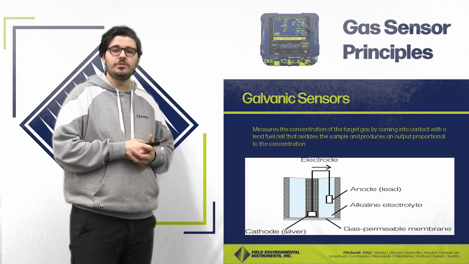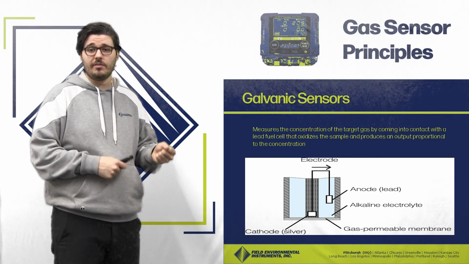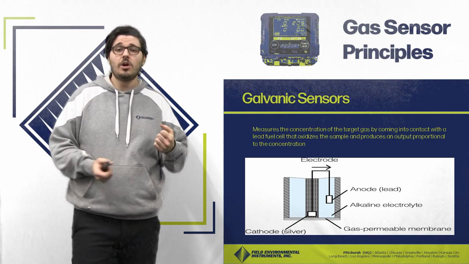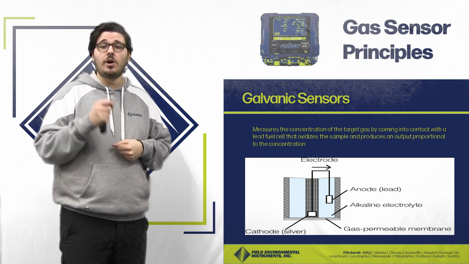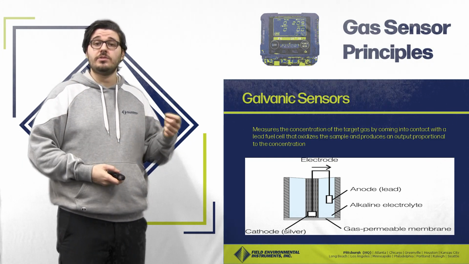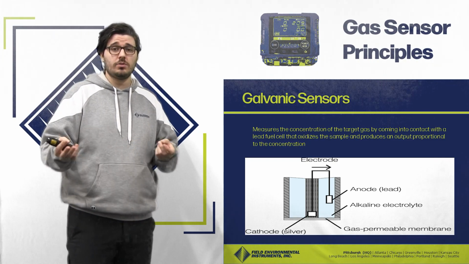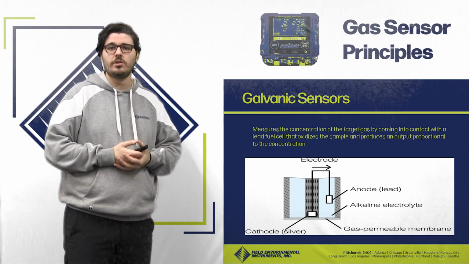So galvanic sensors are going to measure the concentration of the gas by coming into contact with the lead fuel cell as seen in the diagram, and that lead fuel cell oxidizes that sample and produces an output that's proportional to the concentration of gas you're trying to monitor.